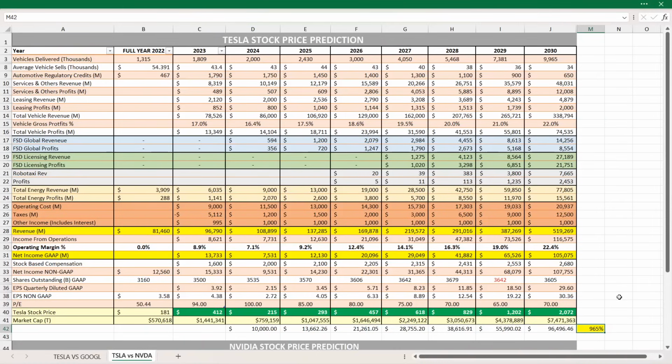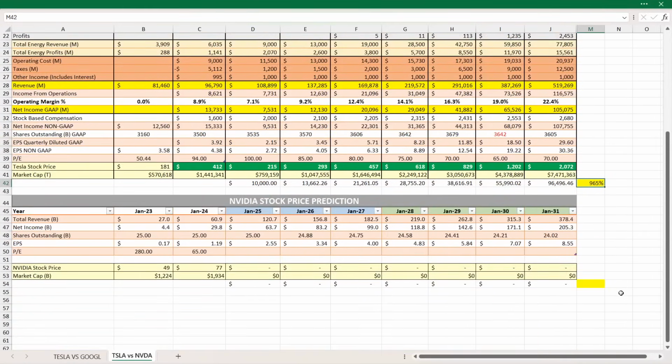This is the reason why. Now, let's compare it to Nvidia. Will Nvidia still be the world's most valued company there, or at least be more valued than Tesla? It's simpler there. So smash that like button and let's get down to it.